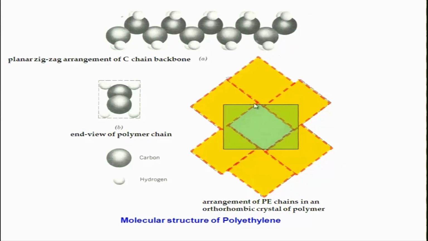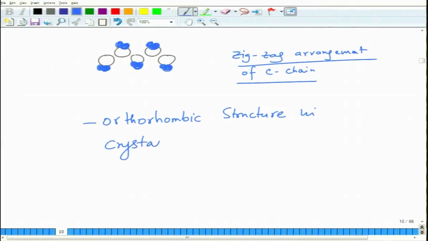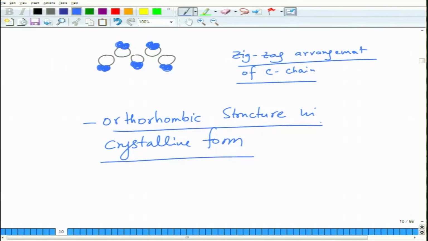You can make the unit cell, which is this green colored unit cell, the orthorhombic unit cell of polymeric chains. So, these are all chains, and they arrange in a fashion so that a crystalline form of polyethylene can make an orthorhombic unit cell. A highly crystalline form of polyethylene will make an orthorhombic unit cell.